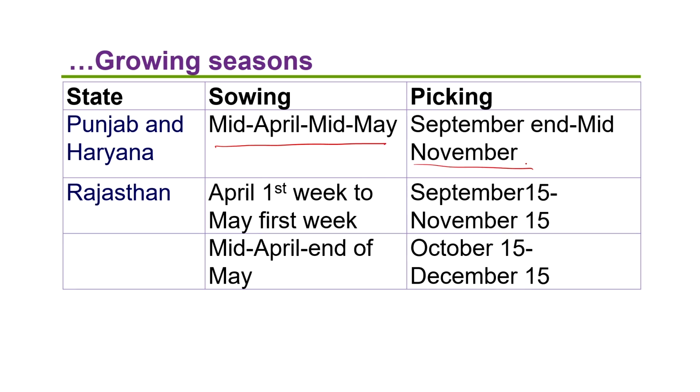the harvesting time. In Rajasthan, April first week to May first week is the sowing time, and picking or harvesting time is September 15 to November 15. Rajasthan, another season is mid-April to end of May, and October 15 to December 15 is there. So in these cases, you can see the late sowing of wheat can be done, or another kind of short duration crop can be taken after harvest of the cotton. In Haryana and Punjab, farmers mostly prefer cotton wheat rotation. They take wheat crop after cotton crop.